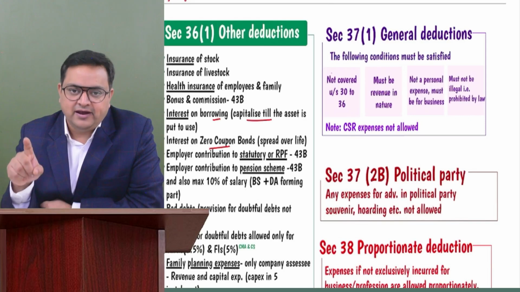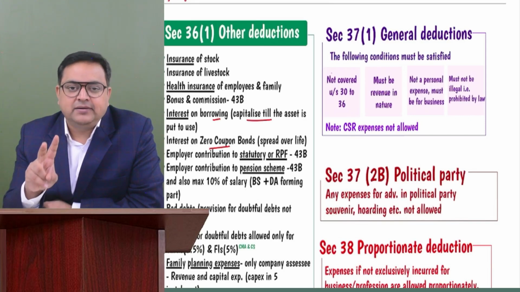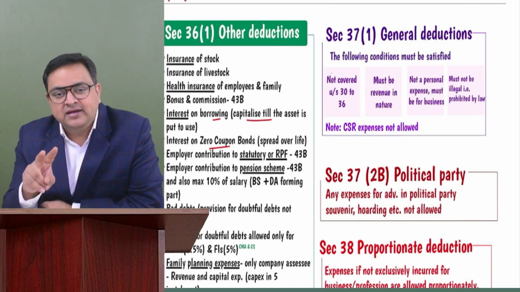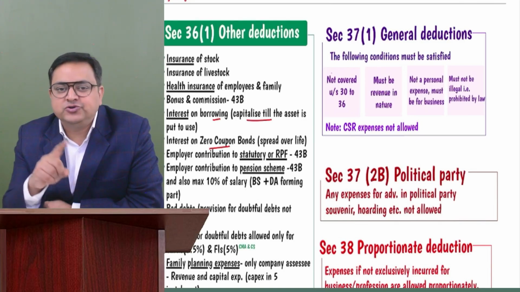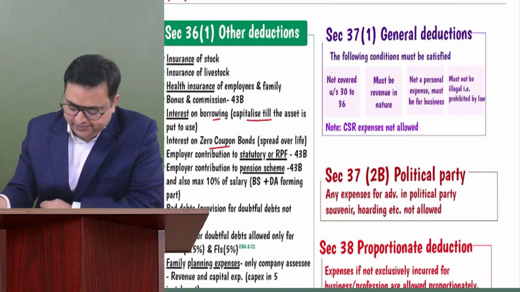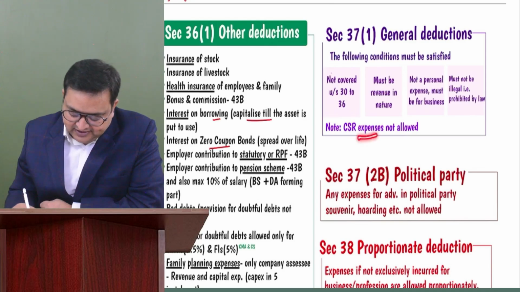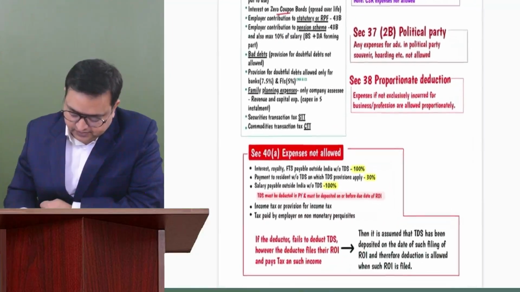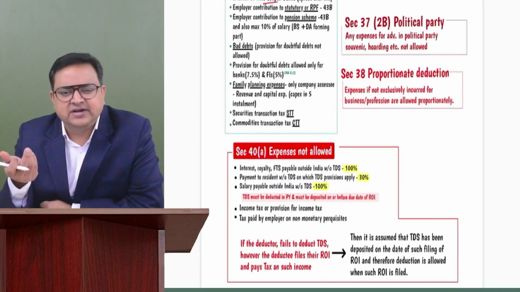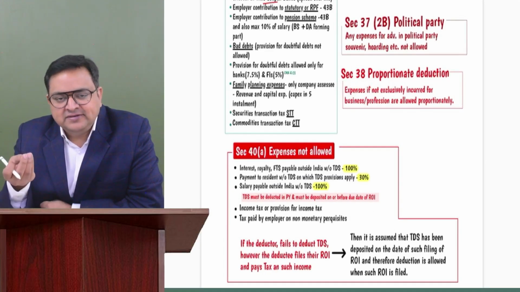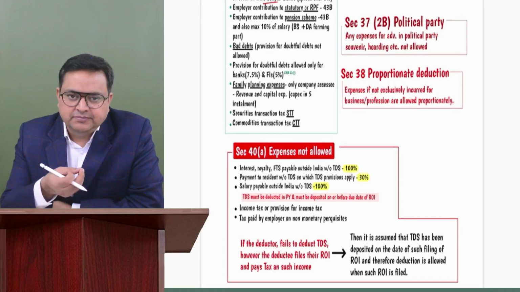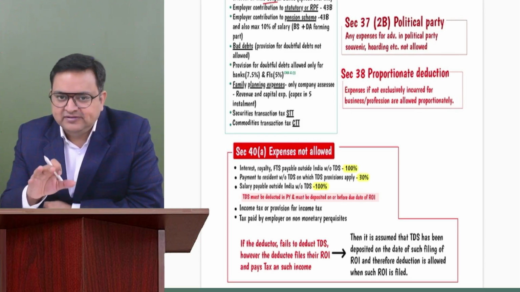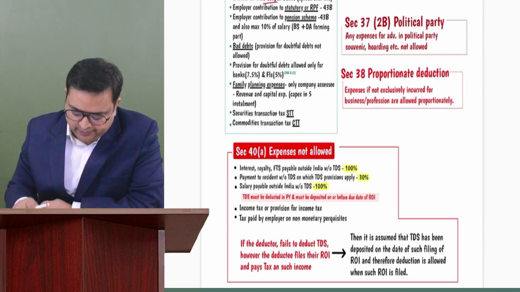Advertisement expenses are allowed here in 37. But remember, it should not be capital in nature. Second, advertisement in political party brochures, catalogs, etc. is not allowed. It's specifically not allowed. CSR expenses, corporate social responsibility expenses, are not allowed, right? Section 38 is simple. Section 38 says that if there is any expense which is partly for business purpose and partly for other purpose, we will allow it only to the extent it is related to business purpose. For other purpose, we are not going to allow it.